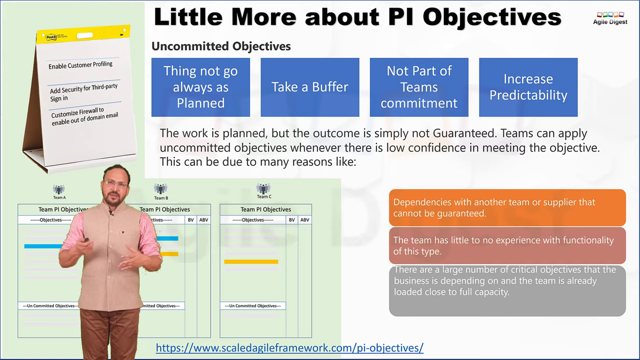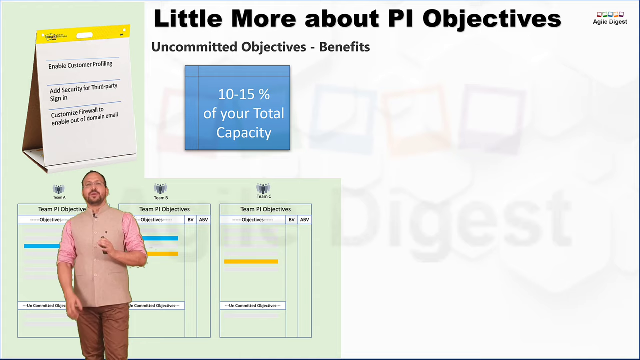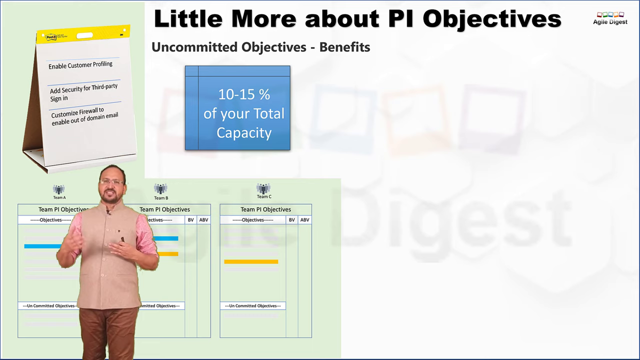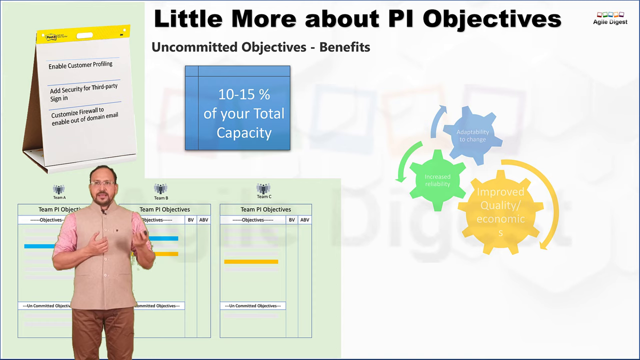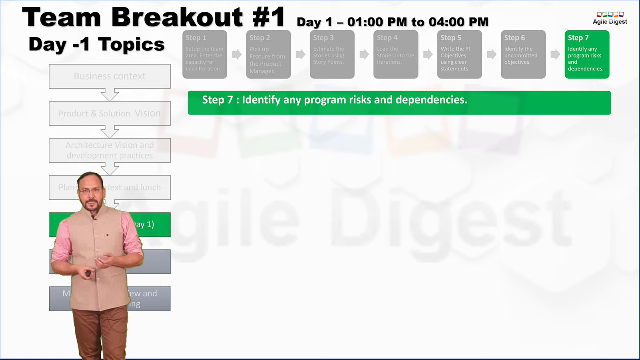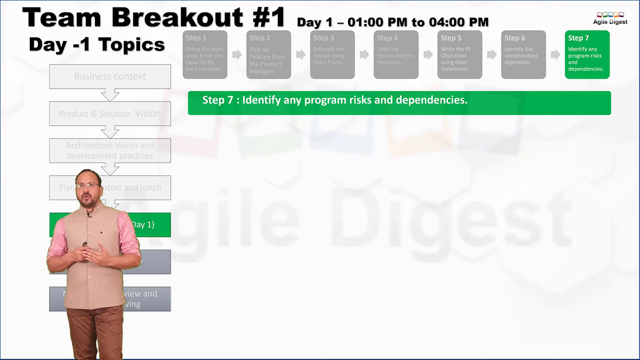Now, before we go into the benefits of uncommitted objectives, let's understand that you have a capacity. Don't have uncommitted objectives more than 10 to 15% of your total capacity. Otherwise, people will start misusing the concept of uncommitted objectives. The three benefits I am talking about are adaptability to change, improved quality and economics, and increased reliability. Okay, step 7, the last step of our team breakout sessions, where we'll identify any program risks and dependencies.